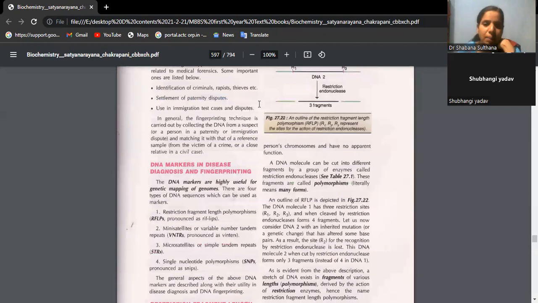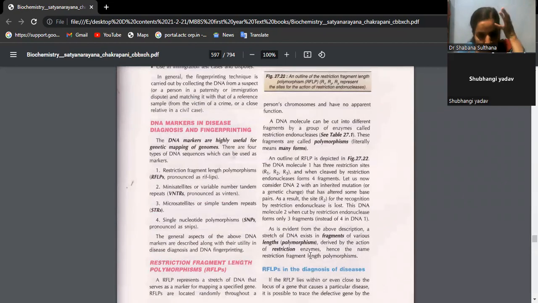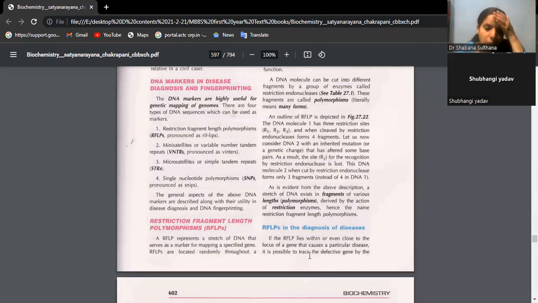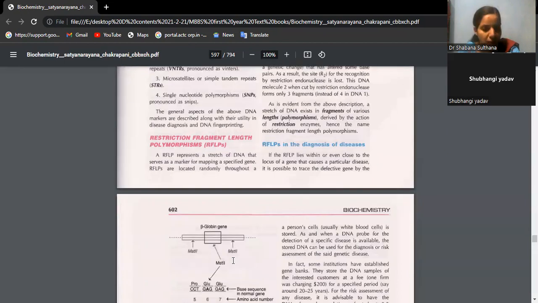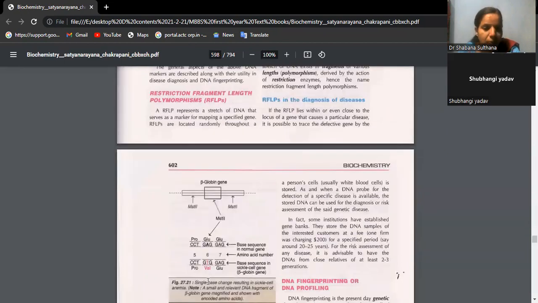With the help of this diagram, if you just read these points, you will definitely understand. So why do we use this? We will be able to diagnose certain diseases. Where there is any defective gene, we are trying to trace it with the help of this technique, RFLP.